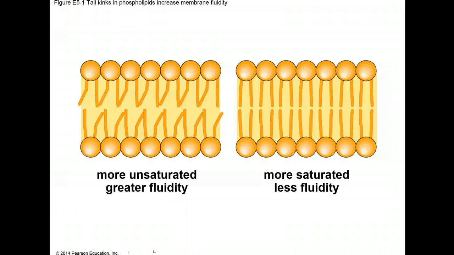Cholesterol stabilizes membranes and affects fluidity and reducing permeability. So cholesterol is important because it allows the membrane to be fluid and move around, but at the same time it prevents some molecules from passing.